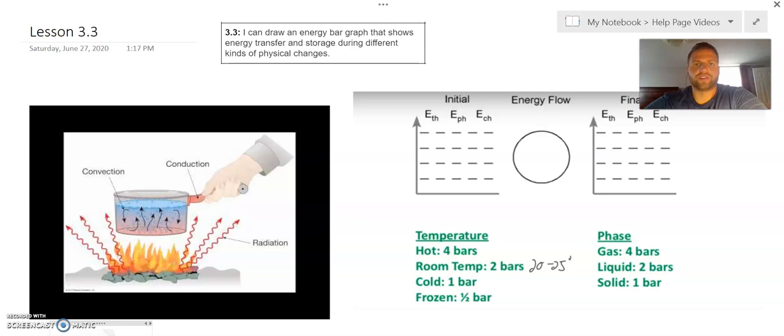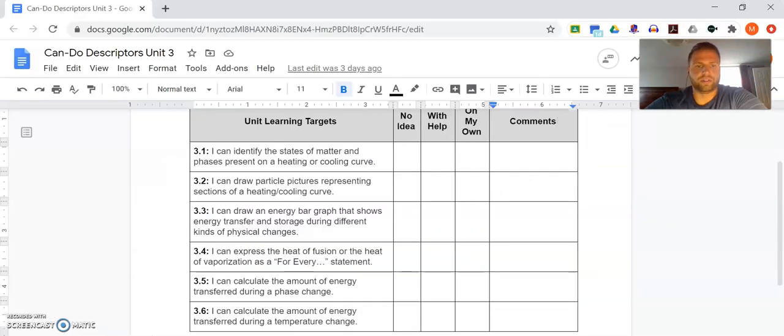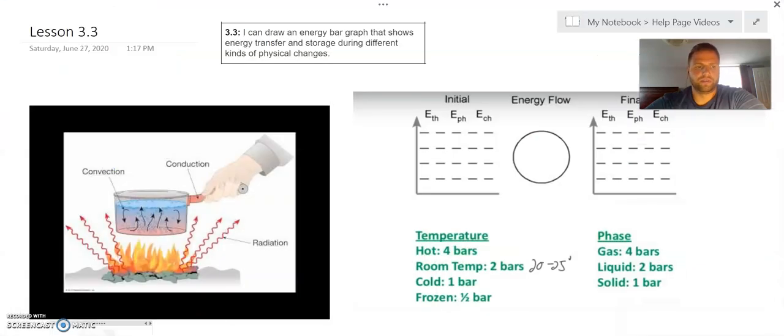Lesson 3.3 says this: I can draw an energy bar graph that shows energy transfer and storage during different kinds of physical changes. So definitely a mouthful there. If we toggle to our list, we're about halfway through the unit here, 3.3. And now let's go back to Notepad and get started.